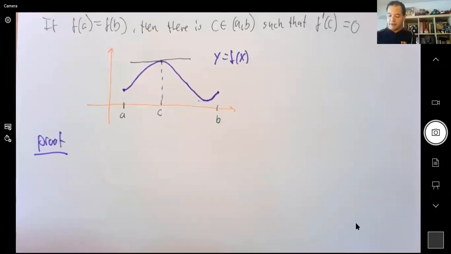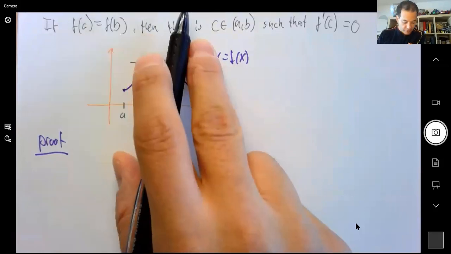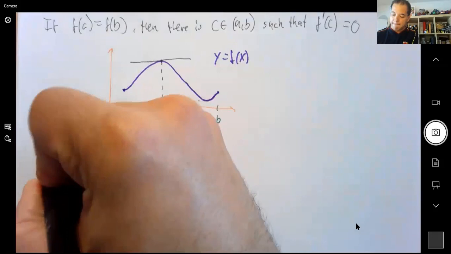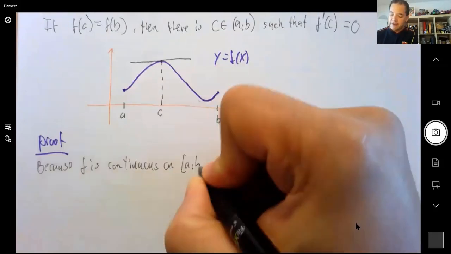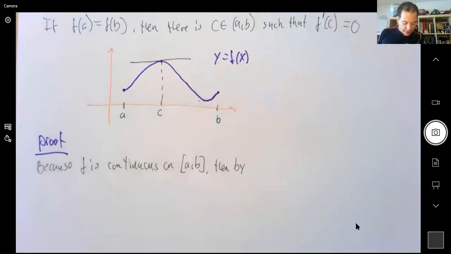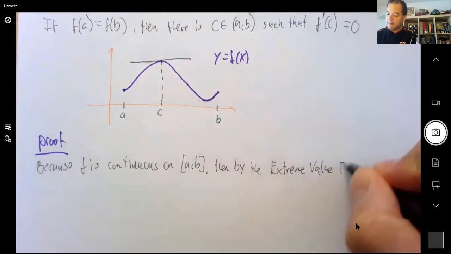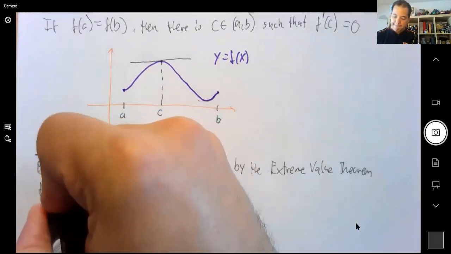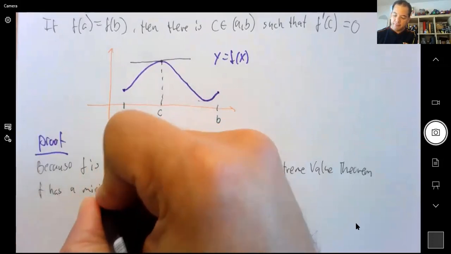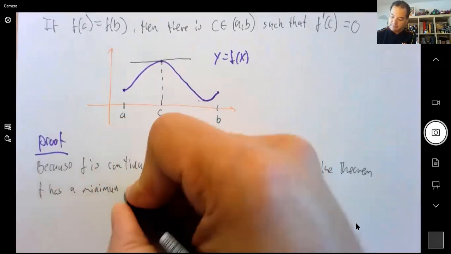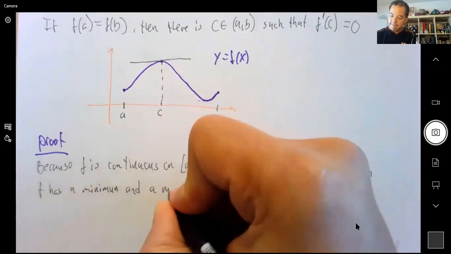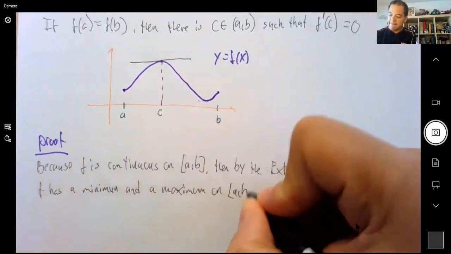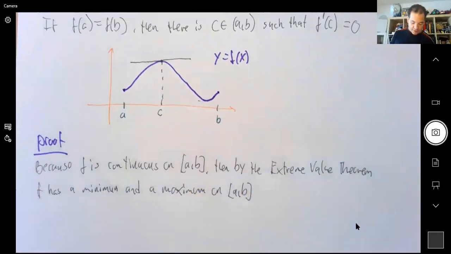So here's the thing. Because the function is continuous here on a closed interval, then by the extreme value theorem, f has a minimum and a maximum on AB, right? Okay.